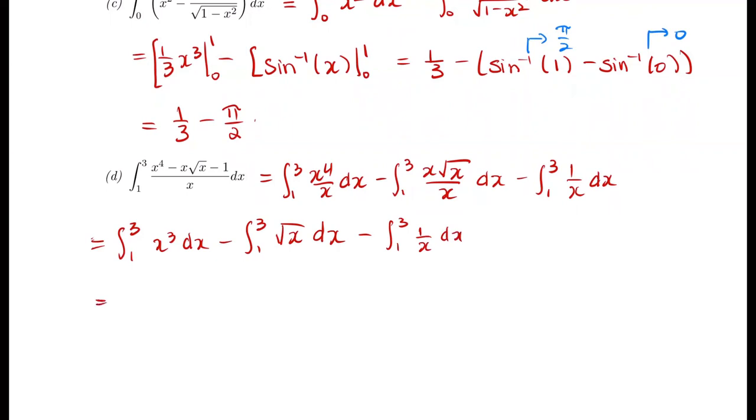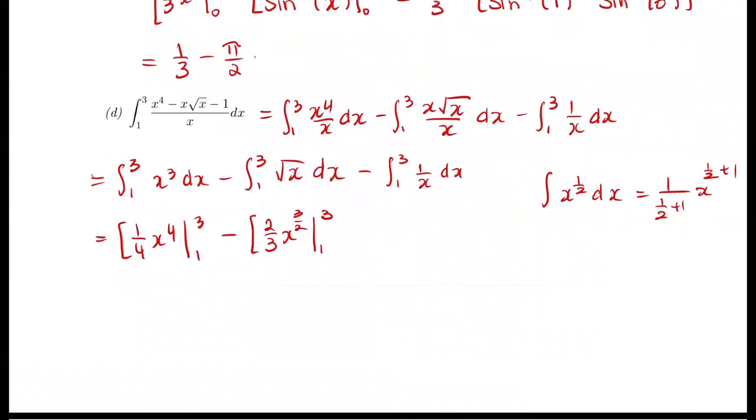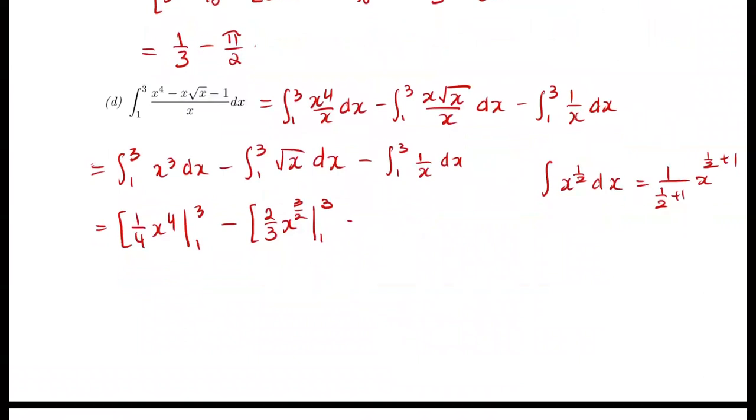And so evaluating each of these integrals, we would just have a quarter x to the fourth from 1 to 3. The second one, we would have to be a little bit careful. Since this represents x to the half dx, that means we would have x to the half plus 1, which simplifies to 2/3 x^(3/2) between 1 and 3. And then for the third one, we have ln of x evaluated from 1 to 3.